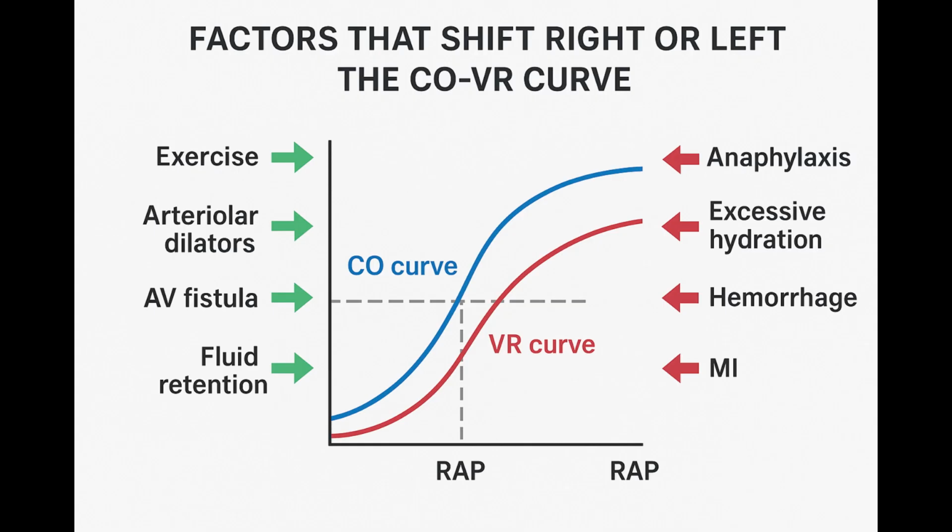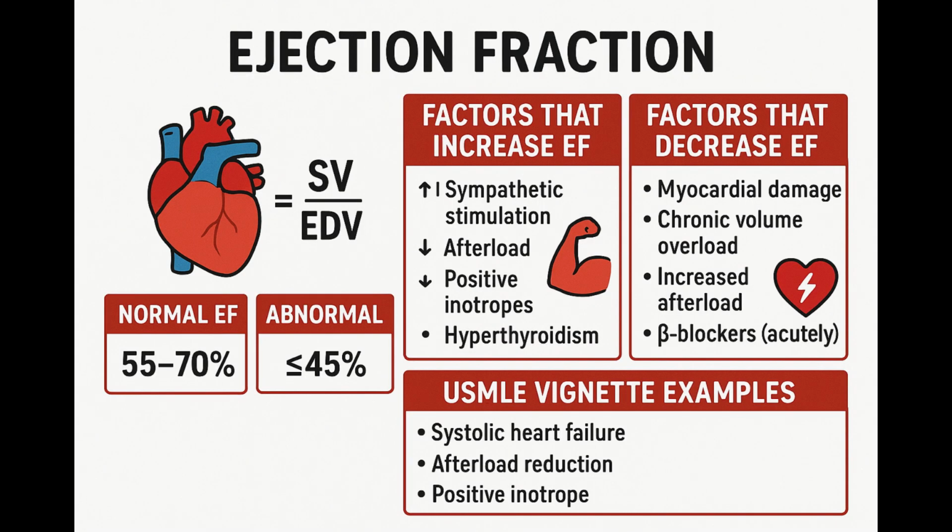Understanding these two scenarios, exercise and hemorrhage, using the curves, really helps cement how the whole system regulates itself. Definitely. Okay, let's shift focus from the whole system down to the heart's own performance report card. Ejection fraction, EF. Right. EF, stroke volume divided by end diastolic volume. Simple ratio. How much you filled versus how much you pumped out. Normal is, what, 55 to 70%? Around there, yeah. It's our main measure of systolic function, how well the ventricle squeezes.